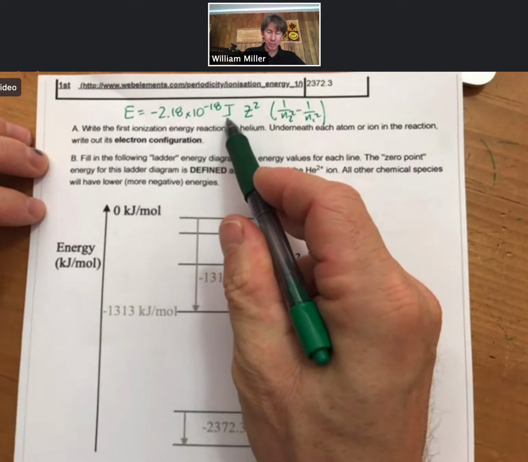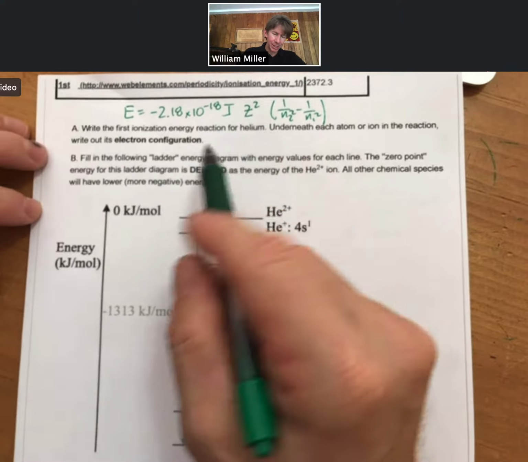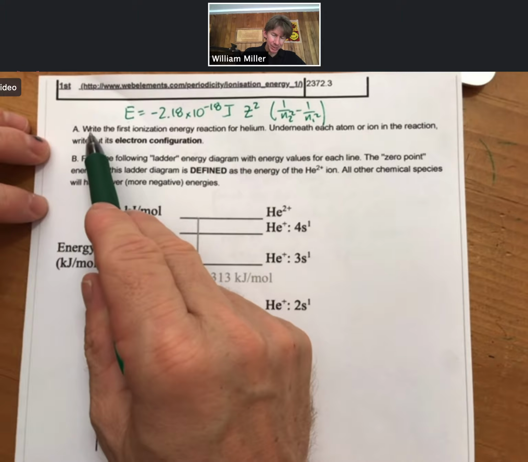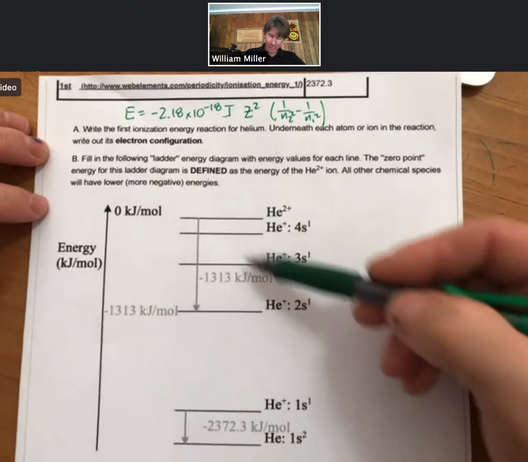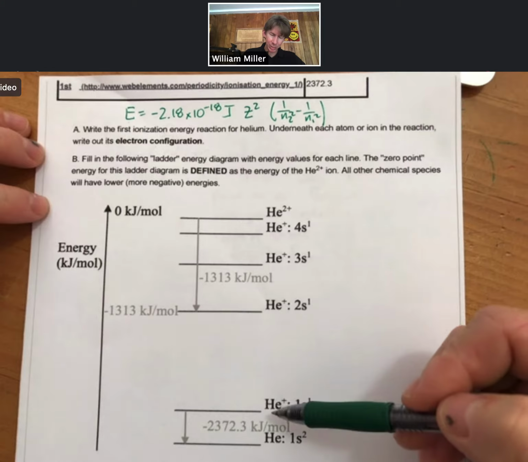J is joules, the units, Z is the atomic number, and it's squared. And what we're going to do is end up filling in what I'm calling a ladder energy diagram with energy levels for each point.